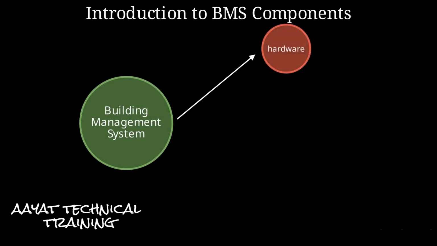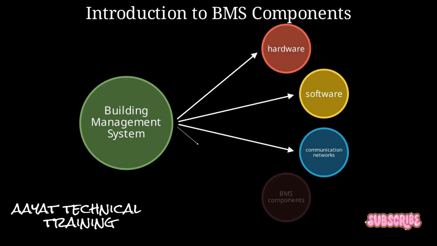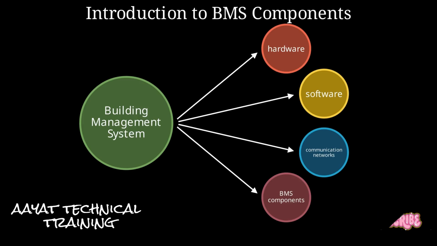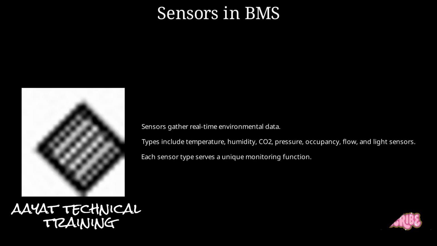A building management system, BMS, consists of hardware, software, and communication networks that work together to monitor, control, and optimize building performance. This chapter introduces the core components that form the backbone of any BMS infrastructure. Sensors are devices that collect real-time data from the environment and send it to controllers. Common types include temperature, humidity, CO2, pressure, occupancy, flow, and light sensors, each serving a specific monitoring purpose.